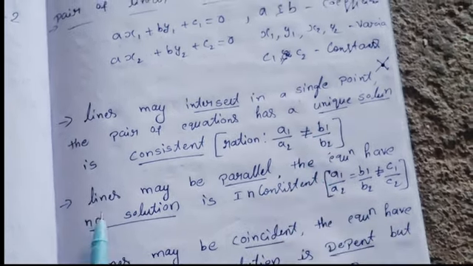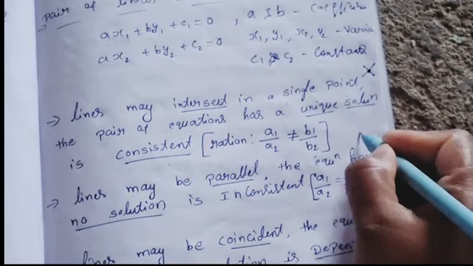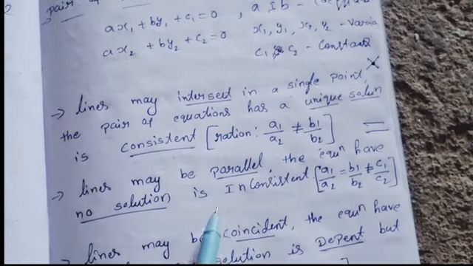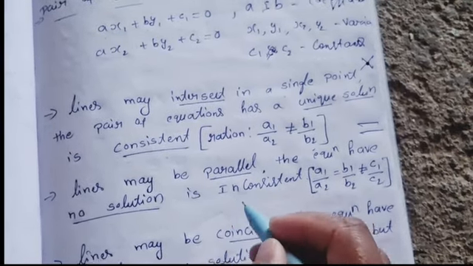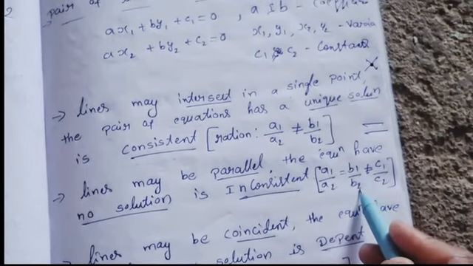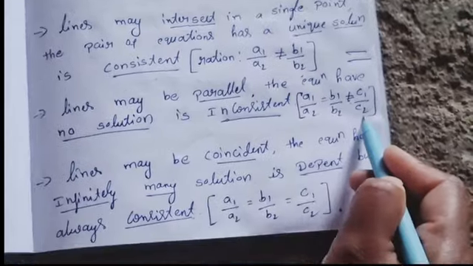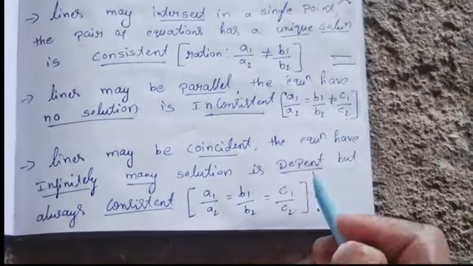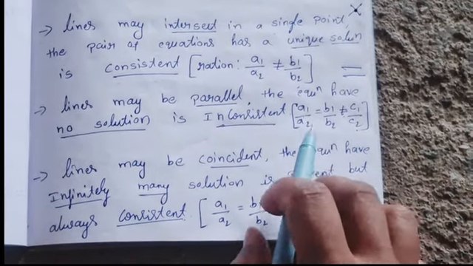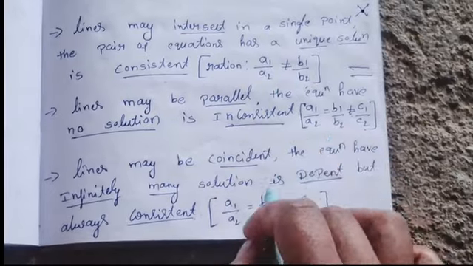Then the lines may be parallel, and the equations have no solution. Parallel means like this, there is no intersection, so no solution. So it is inconsistent. And what is the ratio? a1 by a2 equal to b1 by b2, not equal to c1 by c2. This ratio is important. All three ratios are important, and sometimes MCQ questions are asked, so observe these three also.